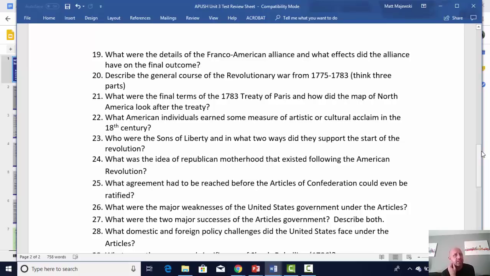21, what were the final terms of the 1783 Treaty of Paris? Remember, there are 2 treaties of Paris, one that ends the French and Indian War in 63, one that ends the American Revolution in 83. In the Treaty of Paris in 1783, Britain gives up all land up to the Mississippi River, so everything east of the Mississippi now becomes a part of the United States. Britain also agreed to abandon forts on the western frontier.